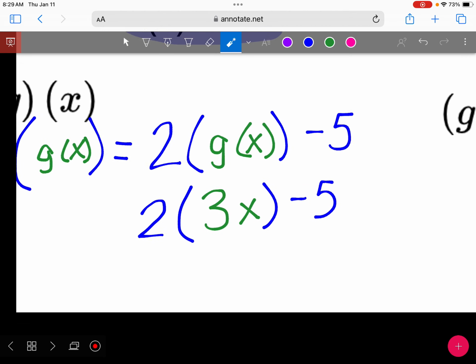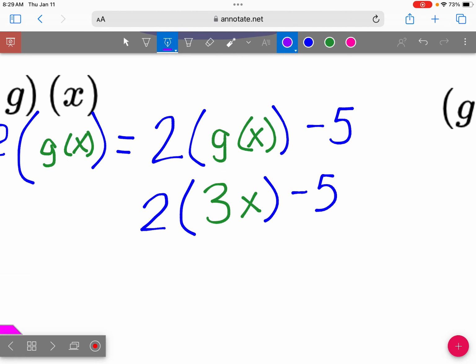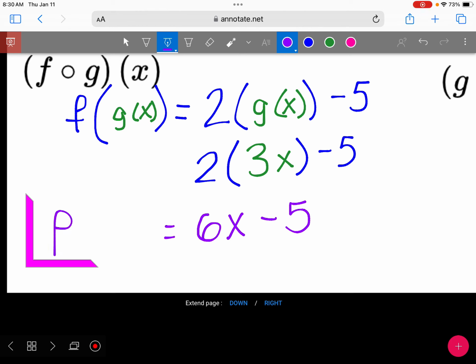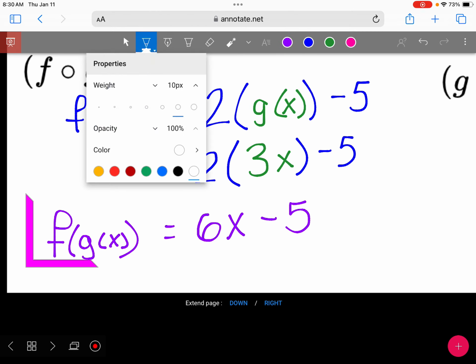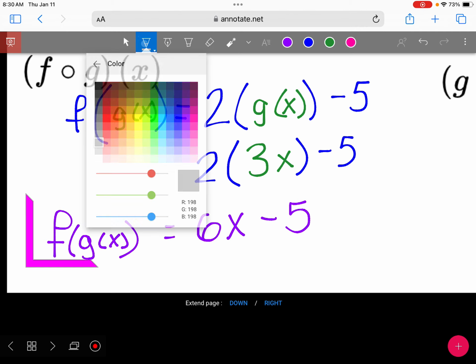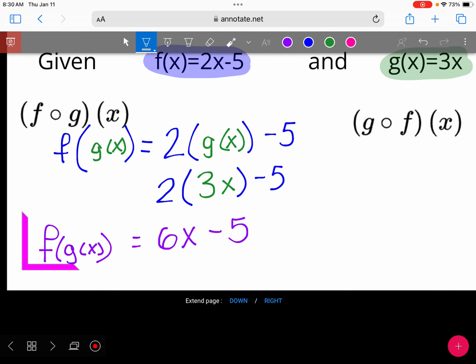Then what we're going to do is simplify it. So f of g of x, we're going to simplify. We have 2 times 3x, and that's going to give us 6x minus 5. So f of g of x is 6x minus 5. And that's our answer on that. And I know it's the first time we've gone through it, so we may not even know what our questions are yet. But questions on this first one.